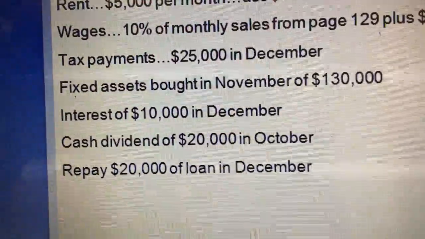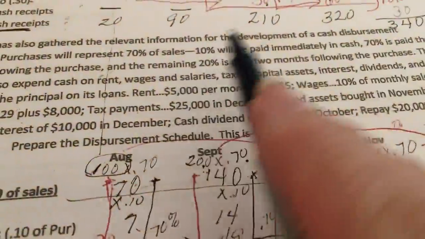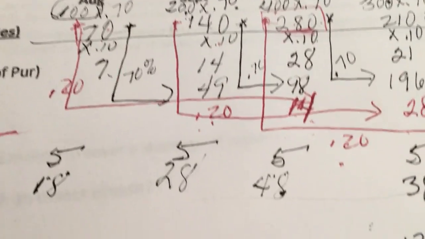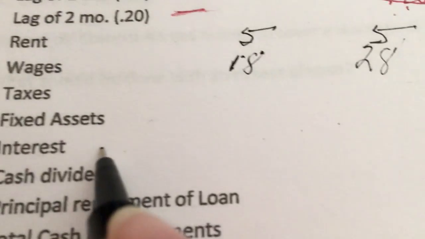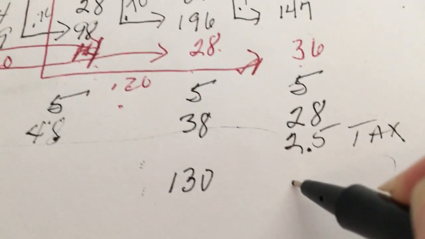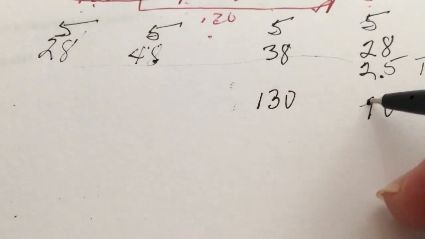Interest of $10,000 in December. And all of this is also in your reading here. You can read through this. But interest in December is $10,000. Here's your line. Come all the way over to December and put 10. That's a 10.